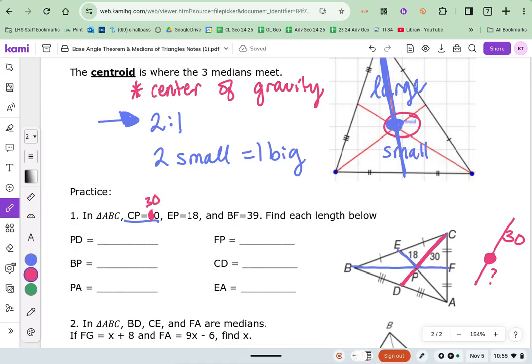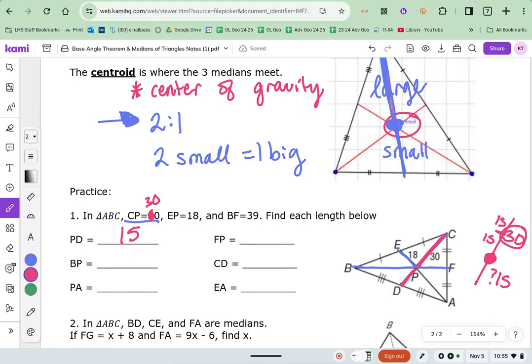Okay, so we've got 30. Two small pieces equal one big piece. So we want half of that, which would give us 15, because if that's right here, then we have two smaller 15s that add up to equal the 30 in the bigger piece.